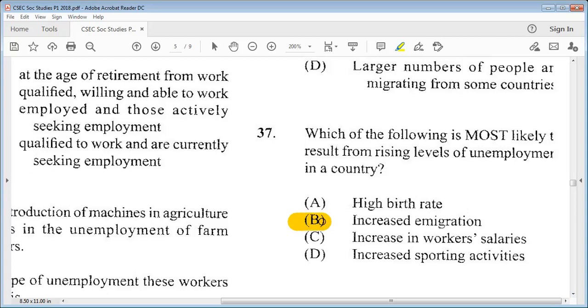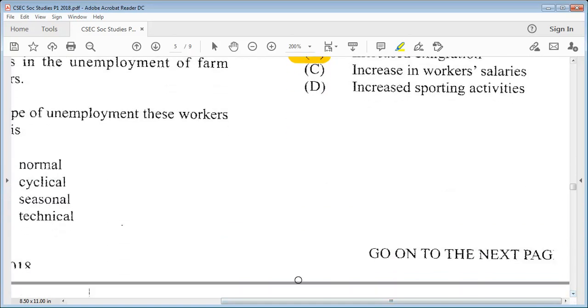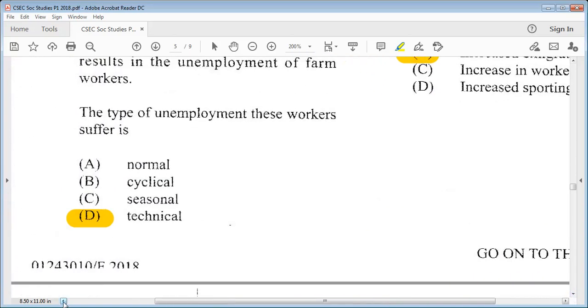Why do we say that? Well, we know immigration is the movement of people out of a region or a country. So if we find increased immigration, then that would more or likely result because of the high levels of unemployment in a country. So people are moving out of their region in search of better opportunities or to find employment. Let's go on to question number 38.